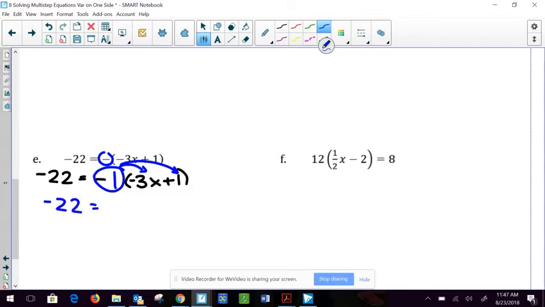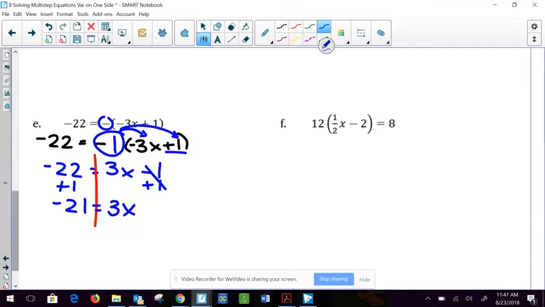Negative 22 is equal to, what is a negative 1 times a negative 3? You're right, 2 negatives give you a positive 3x. And what is a negative 1 times a positive 1? You're right again, negative 1. From here, we go through and solve our steps just like we've been doing. If I have a minus 1 by my variable, I'm going to start by adding 1 to both sides. So I get negative 21 is equal to 3x. My final step, you got it, divide by 3. And when I do that, I have a negative 7 is equal to x.